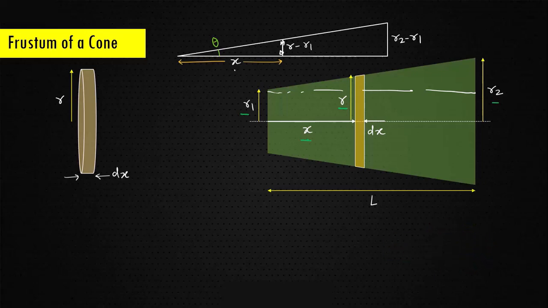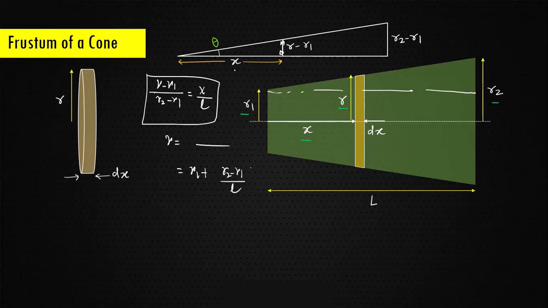So these two triangles are similar triangles. From this, I can say r minus r1 divided by r2 minus r1 should be equal to x divided by l. From this equation, I can calculate the small r. Small r should be equal to r1 plus (r2 minus r1) by l into x. That is the r.